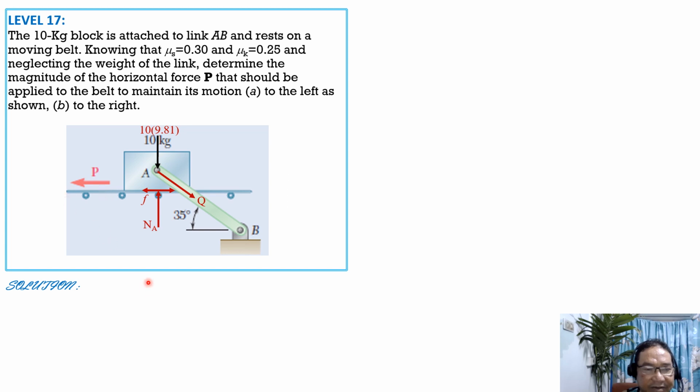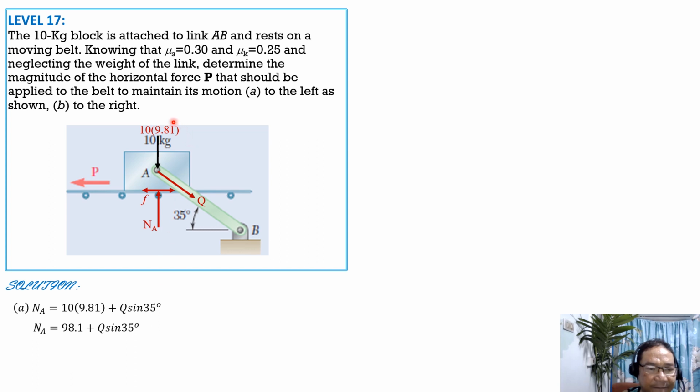So the effect should be to the left also on the underside. Then we sum up forces normal equals 0. So Na equals 10 times 9.81 plus Q sine of 35 degrees. So Na is equal to 98.1 plus Q sine of 35 degrees.